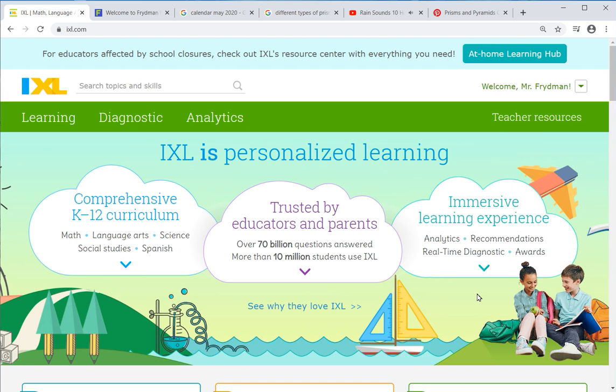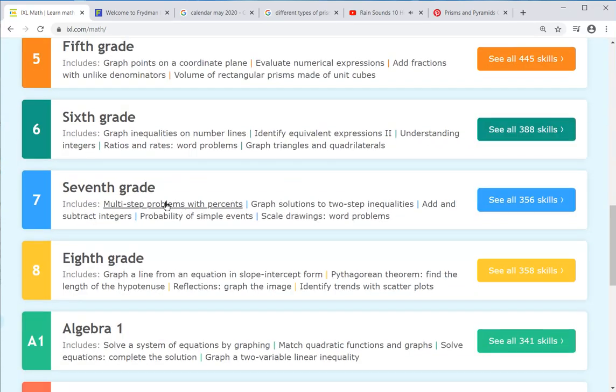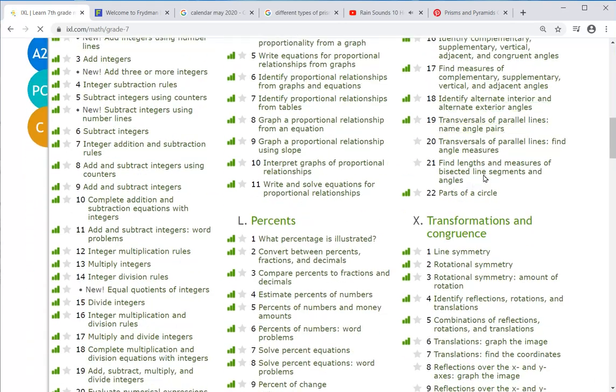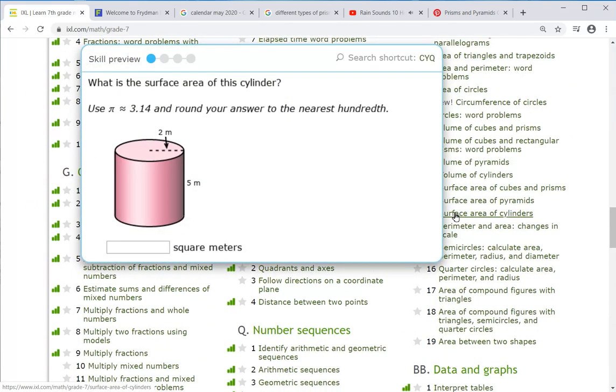Let's do IXL 7th grade AA.13. Go to Learning. Go to 7th grade. Go to AA.13, surface area of cylinders.